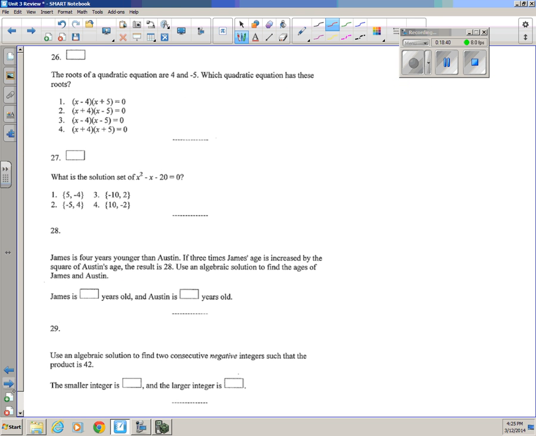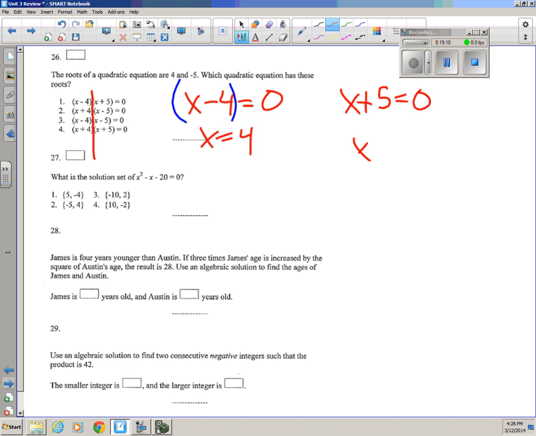The roots of the quadratic equation are 4 and negative 5. Which quadratic equation has these roots? This is like basically saying the solutions, right? So if I were to drop walls between all of these and said all the factors equal to 0, well, the only way to get a positive 4 would be that x minus 4 would equal 0. So x is 4. So this must be one of my factors. To get a negative 5 to come out, it must have been x plus 5 equal to 0, because when I subtract 5 on both sides, there it is. So right here, x minus 4 and x plus 5, those are the answers I'm looking for. That happens to be choice 1.